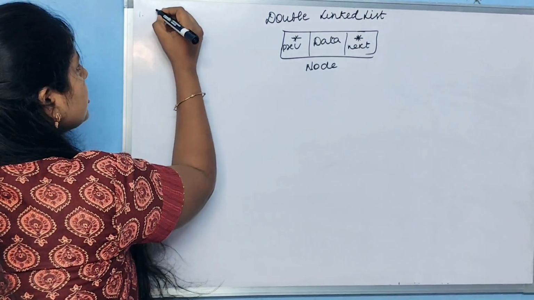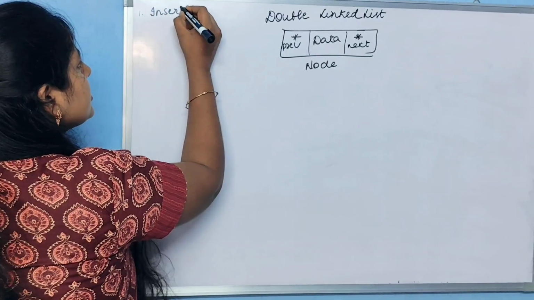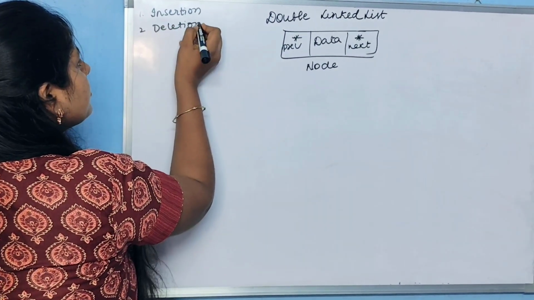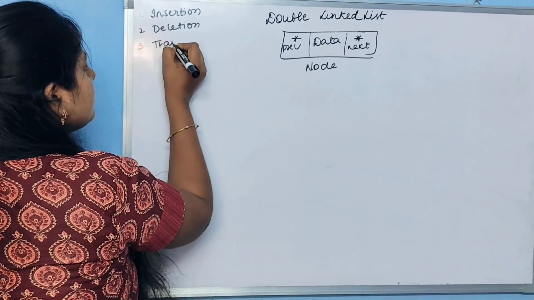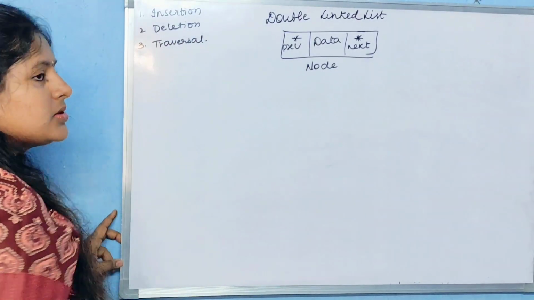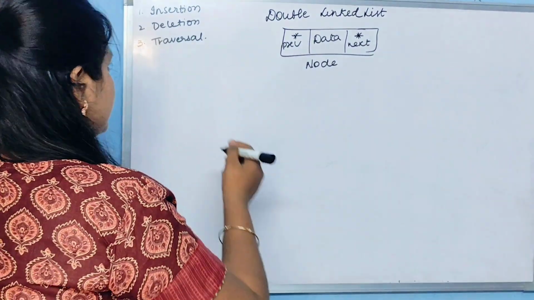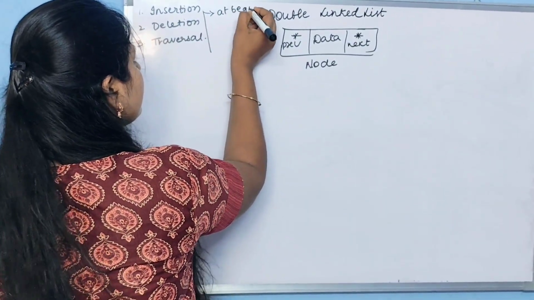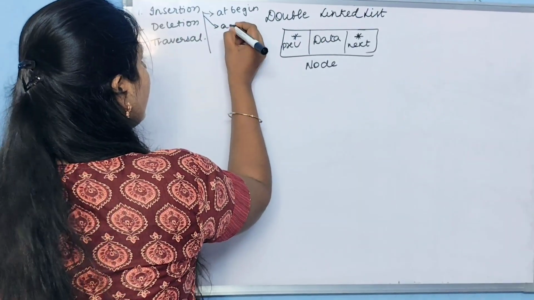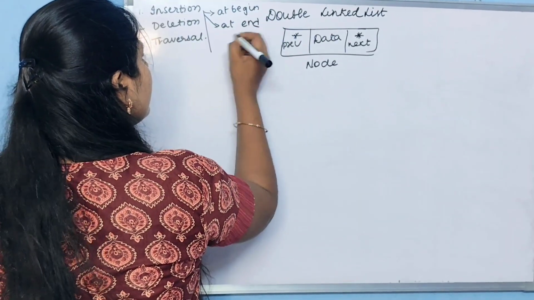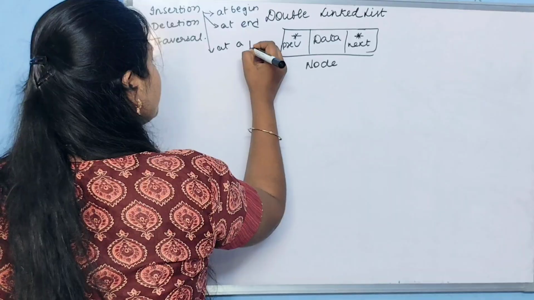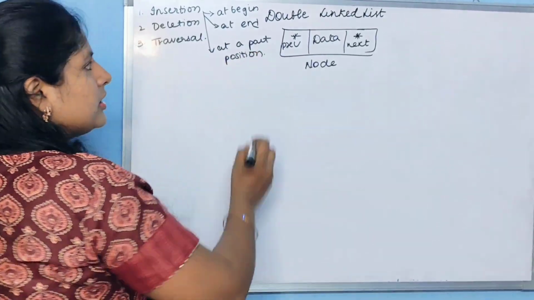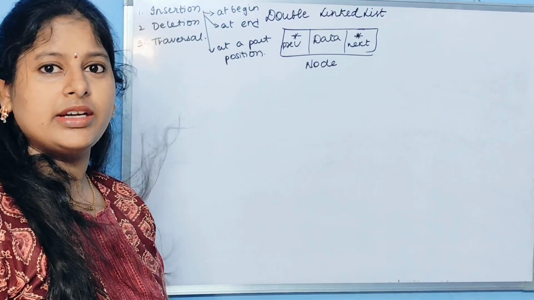So what are the three operations present? Insertion, deletion, and traversal. Okay? So insertion can be done in three ways. What are those? At the beginning, at end, and at a particular position. Right? Now we'll see how to insert elements at the beginning.